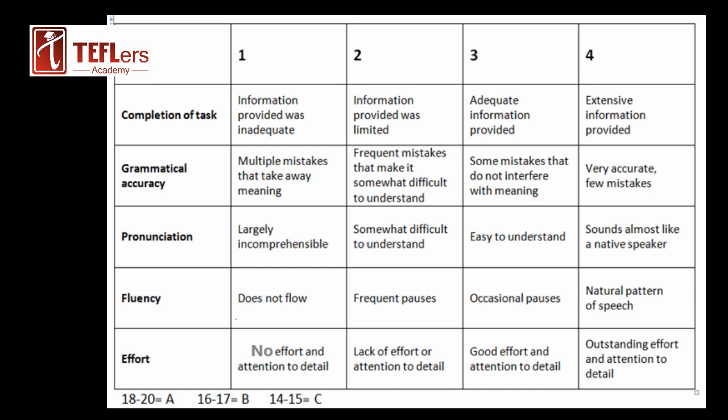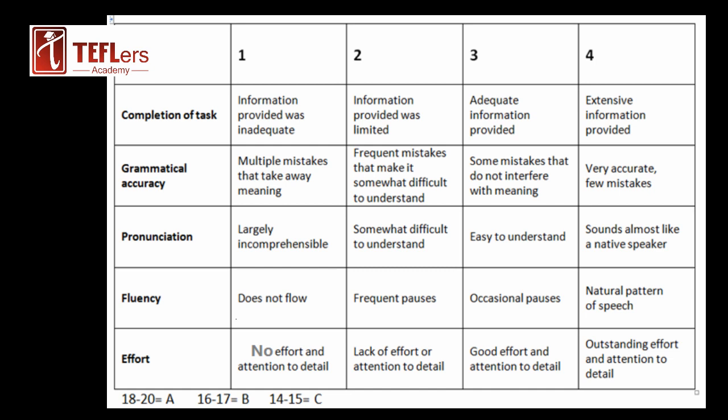The first one is completion of task. The second one is grammar accuracy. The third one is pronunciation. The fourth one is fluency, and the last one is effort. Of course, these are our own criteria. You can change them, you can modify them, it's up to you. It's up to you to decide what are the important elements that you need to judge in your students' speaking performance. And it doesn't have to be 5. It can be 3, 4, 5, 6, 8, 10. It's up to you. So after selecting the criteria, here we need to create descriptions within those criteria.